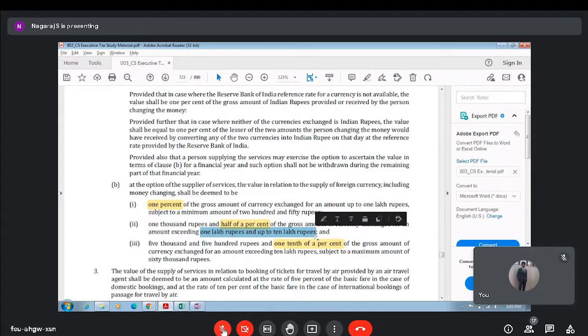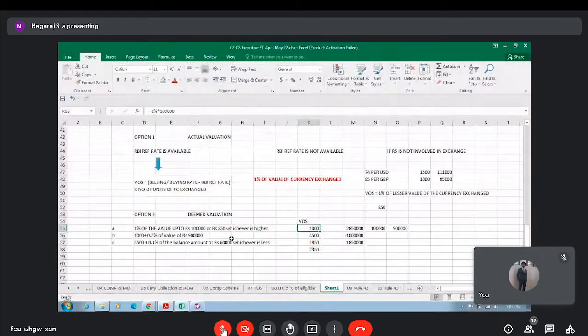What is the difference amount? 9 lakhs. That's the reason why I have taken 9 lakhs. 0.5% of 9 lakh is how much? 4,500. Okay. Next.